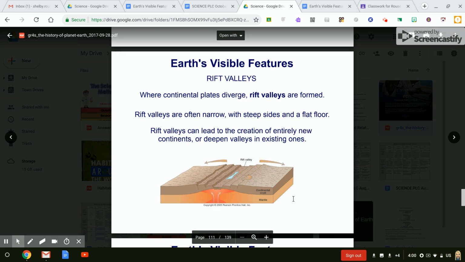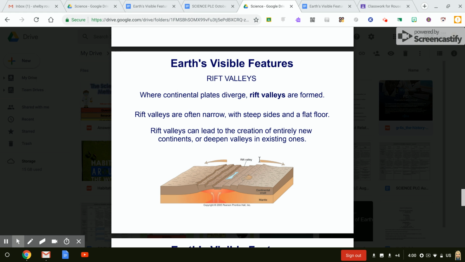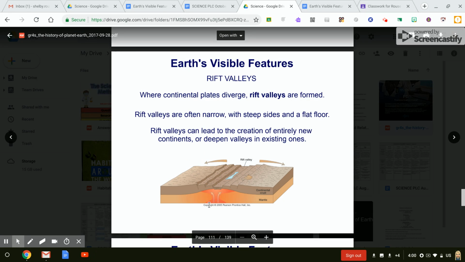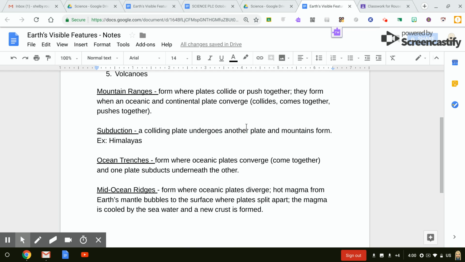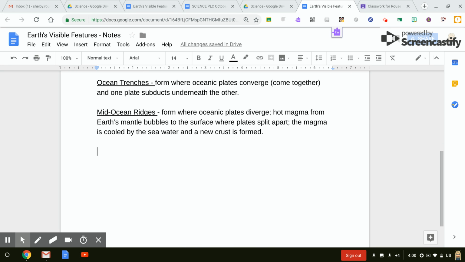So here you can see an image of a rift valley. Here's your continental crust. Here's the crust diverging, moving apart and splitting, and the valley is created there. So let's define rift valley. Rift valleys form where continental plates diverge or move apart.